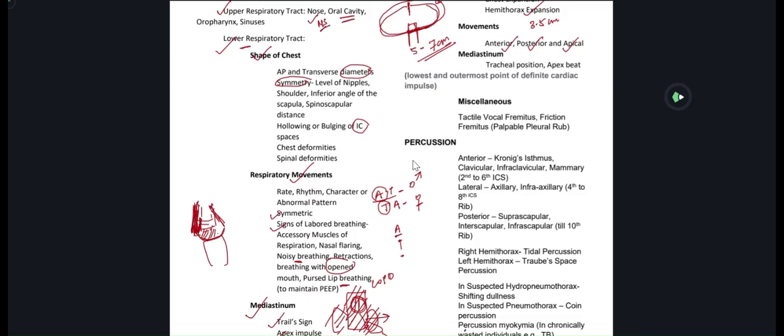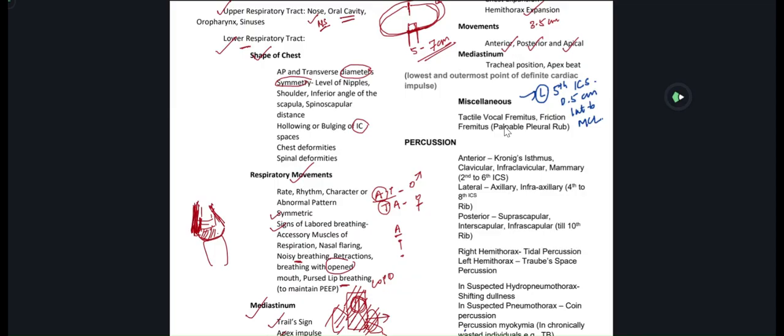and has to be somewhere in the left fifth intercostal space, about half a centimeter laterally to the midclavicular line. That is the normal position. What is the normal position? Let me write it down for you. It's in the left fifth intercostal space, half a centimeter lateral to the midclavicular line is where it normally has to be.